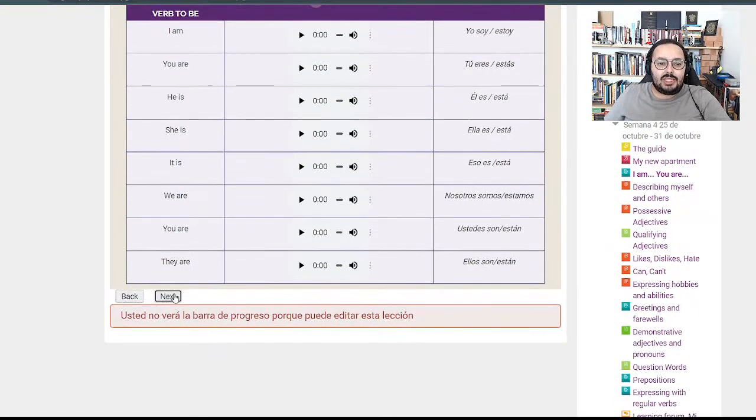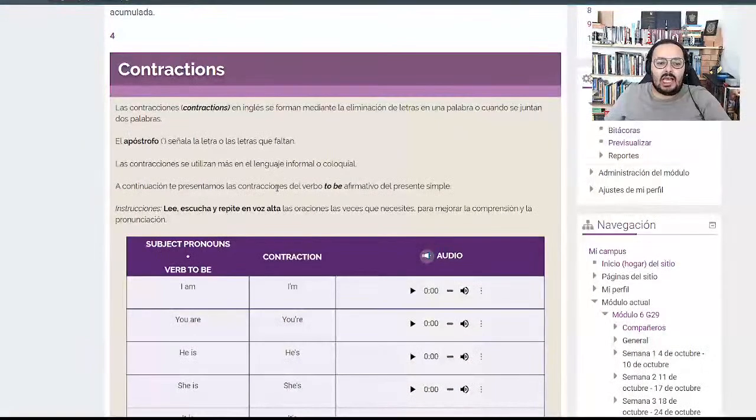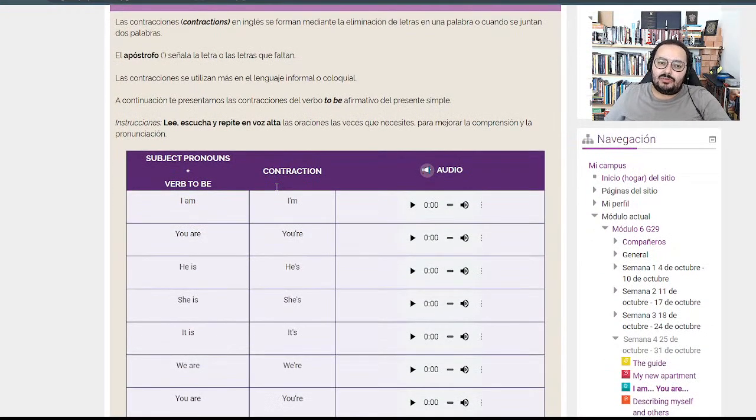Okay? Continuing with this, we can create contractions among personal pronouns and the verb to be. And what is a contraction? Well, it is the short form of writing a personal pronoun and the verb to be. And we form this contraction with an apostrophe and the last letters of the verb to be.